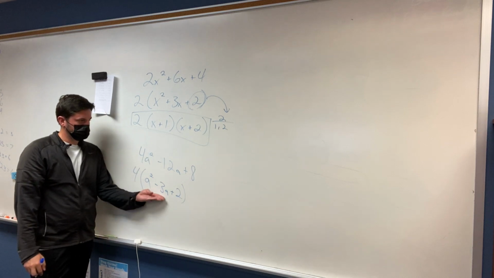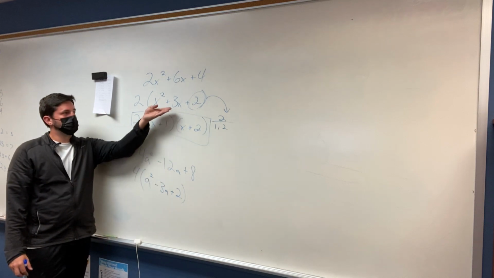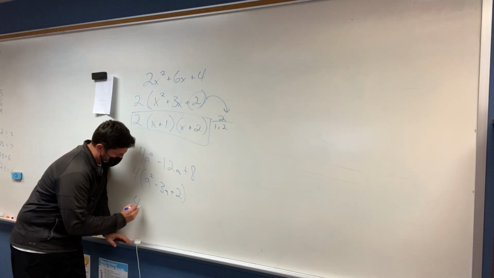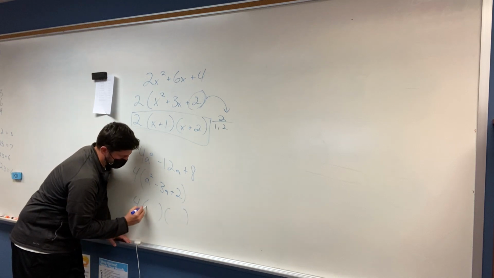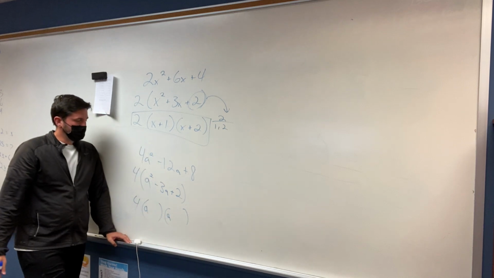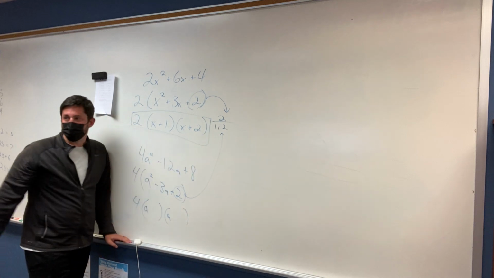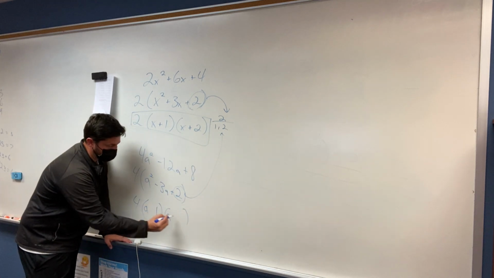What do you notice? It's super similar, and I'm purposely doing that because we have factor bundles, a and a. And 2, oh my gosh, it's the same thing. Factors of 2 were 1 and 2, right? And they can get 3, 1 and 2.